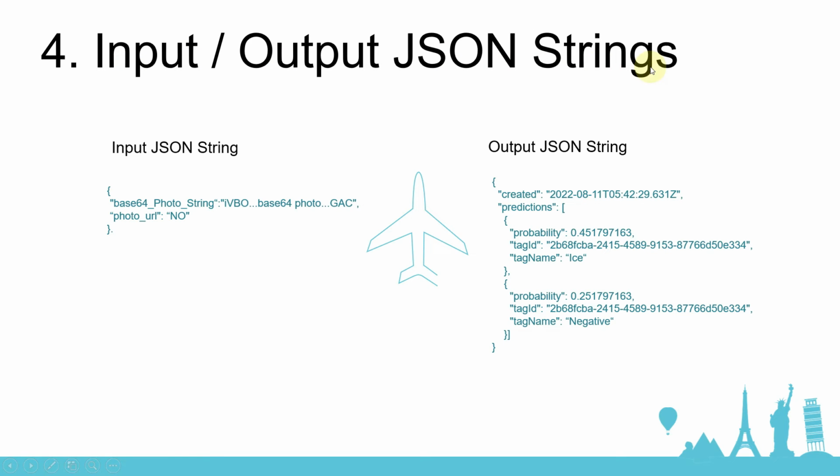Input and output JSON strings. You have at the left side the input JSON string which contains the input photo as a base64 encoded string or as a URL from the web. At the right side you have the output JSON string which contains predictions of wing ice made with a certain probability score, as you may see here.